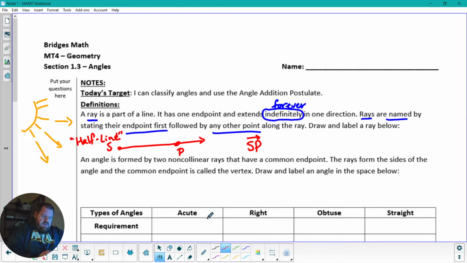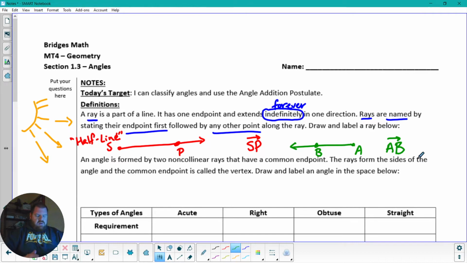So even if it was going the other way, I would still, let's put another one on there, might as well. If I've got this ray here, let's say that it starts at A and somewhere goes through B. I would still want to call this AB because it starts at A and it goes towards B. And that order is pretty important so that we understand that a little bit.